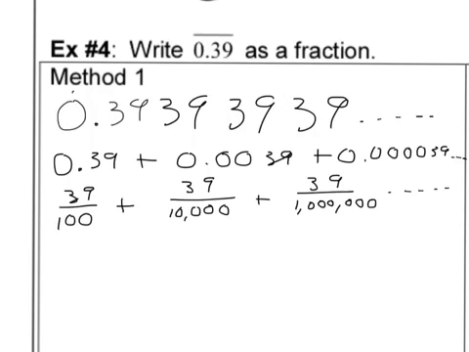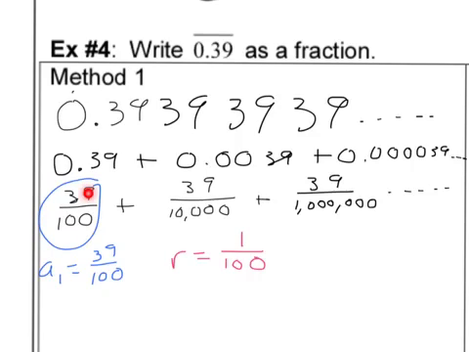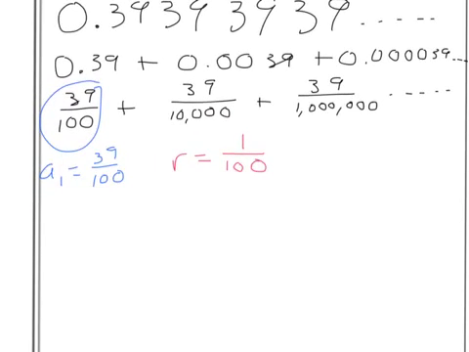Well, what is my R value then, okay? Like I have my A sub 1 value. My A sub 1 is 39/100ths. But my R value is actually 1 over, it seems to be 100, right? If you look at this, 39 times 1 is 39, and 100 times 100 is 10,000. So my R value is 1/100th. So I could actually find the sum of this, written as a fraction, using the sum of infinite terms formula, which is A sub 1 over 1 minus R.